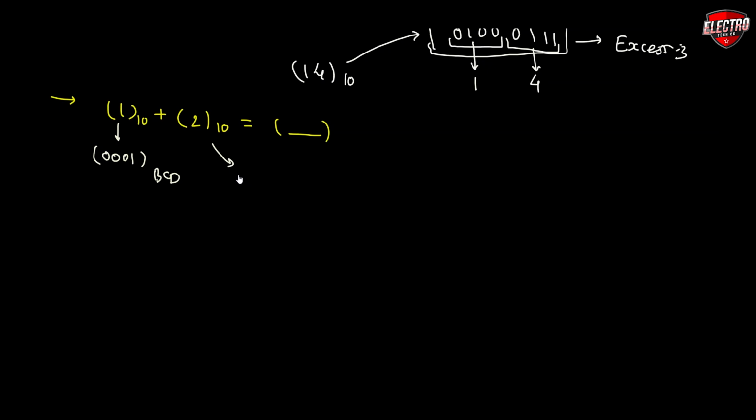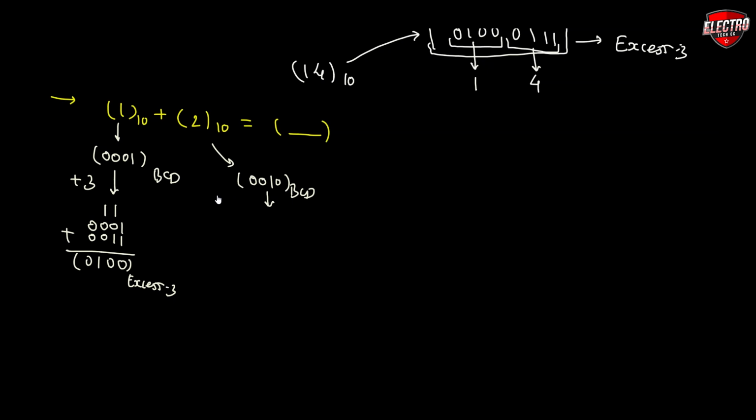The second number, that is 0010, is the BCD code for 2, and if we add 3 in this BCD code, then we get 0001 plus 0011. Then we get 1 plus 1 is equal to 0 with 1 carry, 1 plus 1 is equal to 0 with 1 carry, 1 plus 0 is equal to 1. So this one is the BCD code, sorry, this one is the Excess-3 code for the given decimal number.